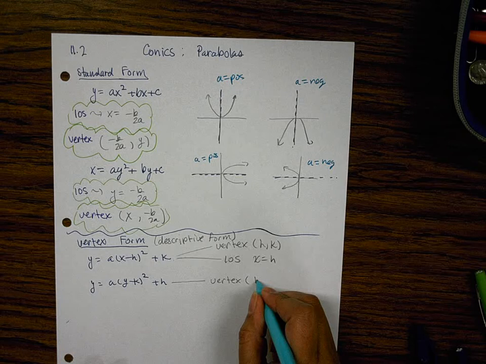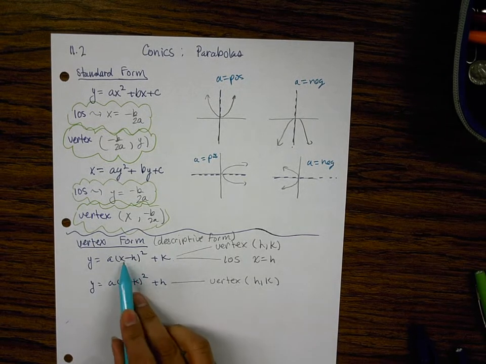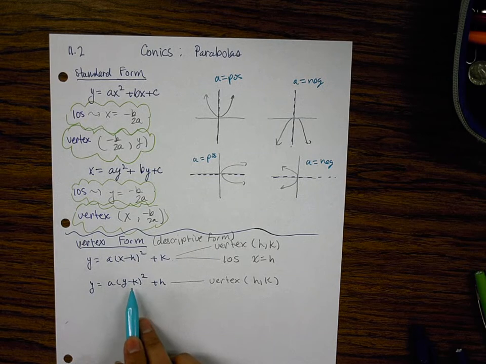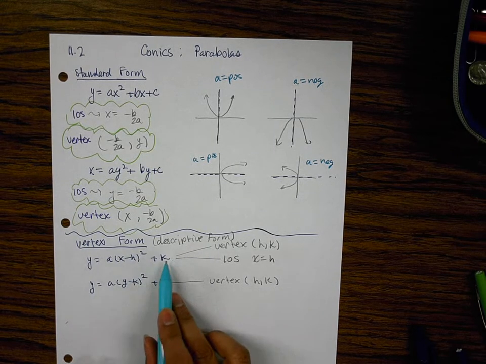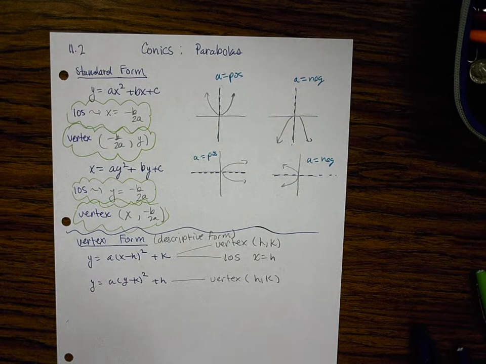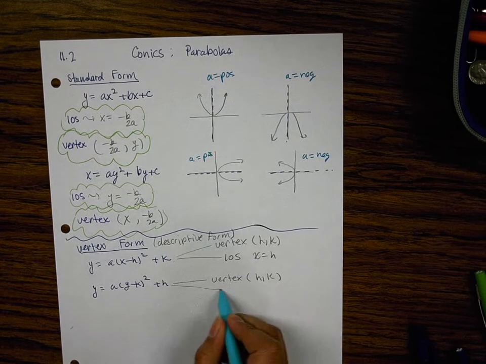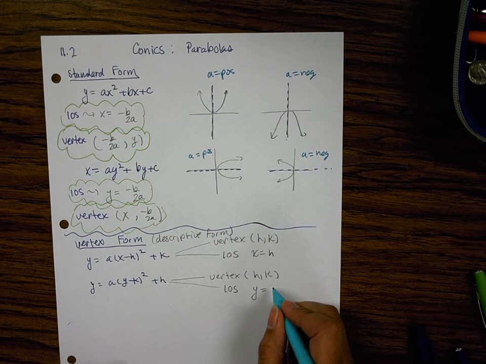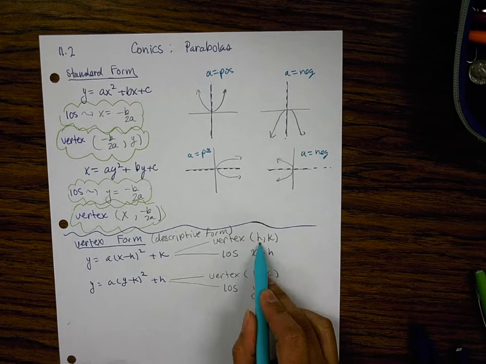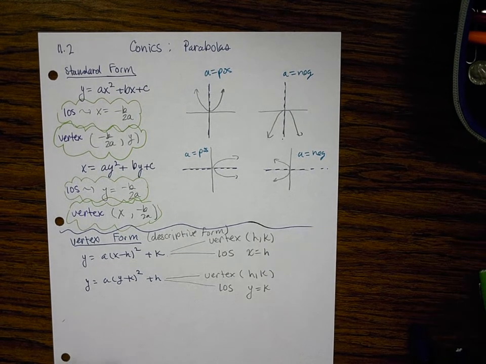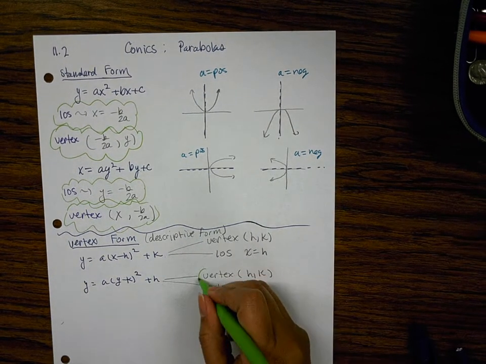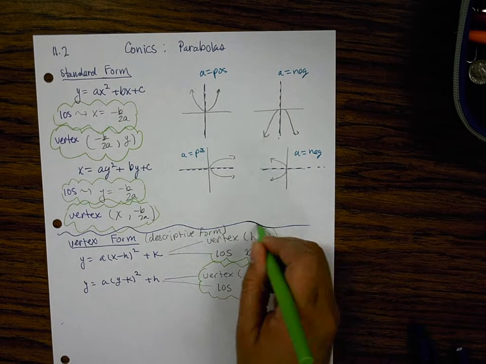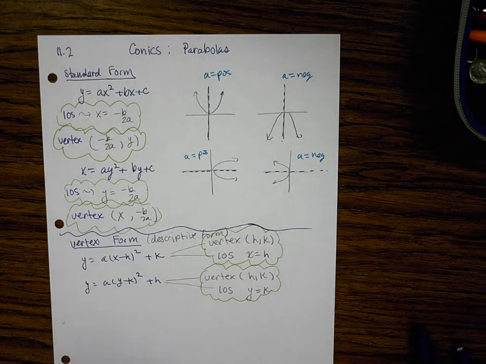Okay, and this one is similar. The vertex is also (h, k), noticing that here h is with the x and here k is with the y. Do you see that? Over here it's (k, h). So they flipped around. You do need to remember that. LOS is y equals the k value. X equals the x value, y equals the y value.